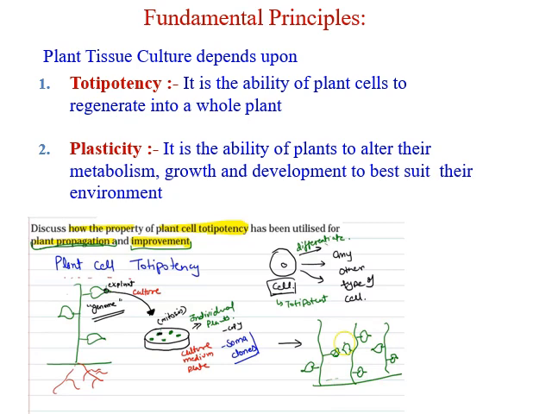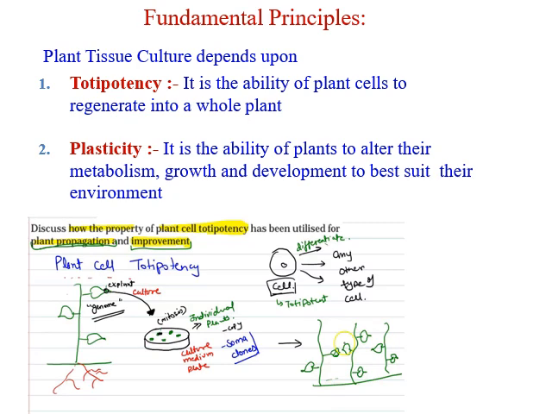And what are the fundamental principles in plant tissue culture? First, the concept or principle is called totipotency. Totipotency is nothing but the ability of a particular individual plant cell to generate into a new whole plant. So an individual cell can create a whole organism; this phenomenon is called totipotency. And another one is plasticity.